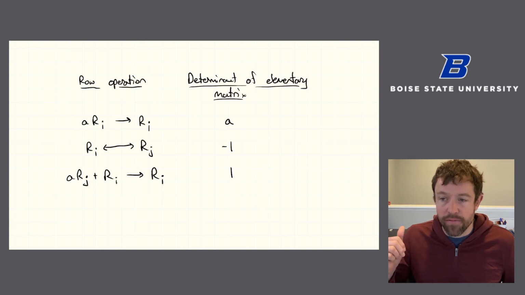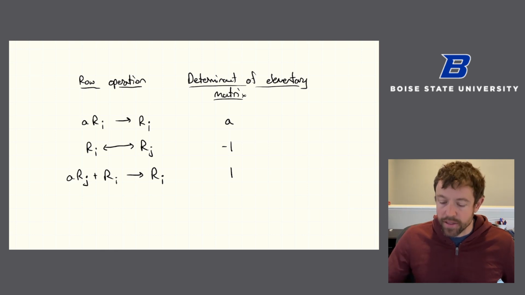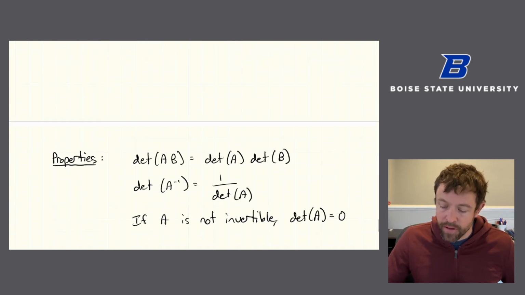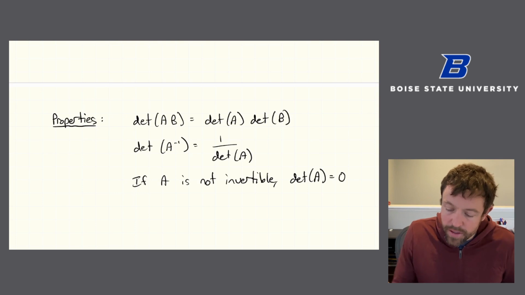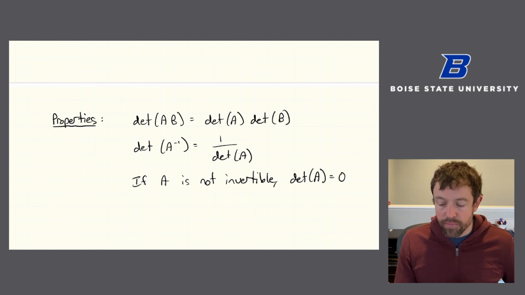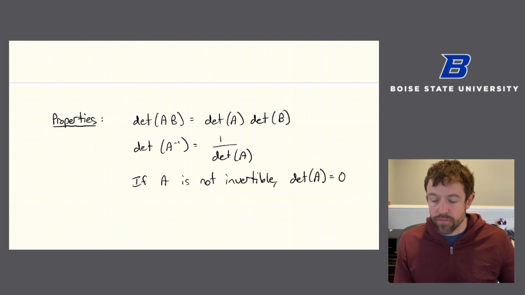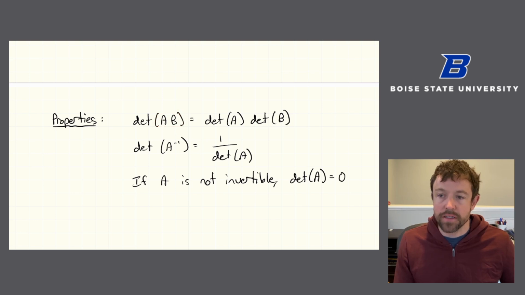All right, so we have the determinant of the identity, the determinant of elementary matrices, and then there's a bunch of properties that we've mostly talked about that can allow us to do calculations a little faster. So for one, we know that the determinant is multiplicative. And so if we're working with a product of 2 square matrices and we know the determinant of each individual matrix, we don't need to recalculate the determinant of the product. We know that it's just the product of the determinants.